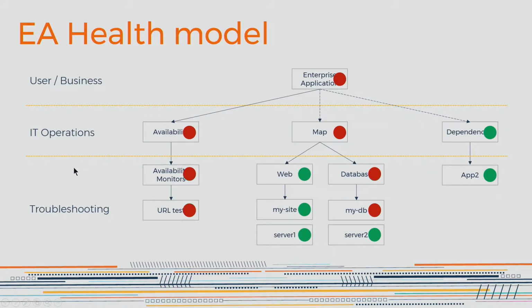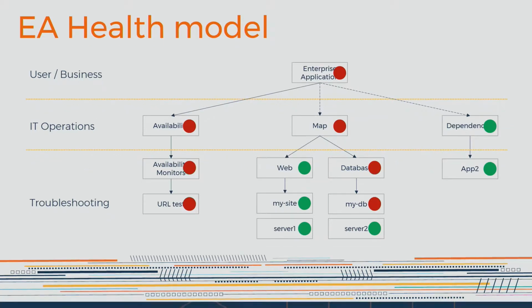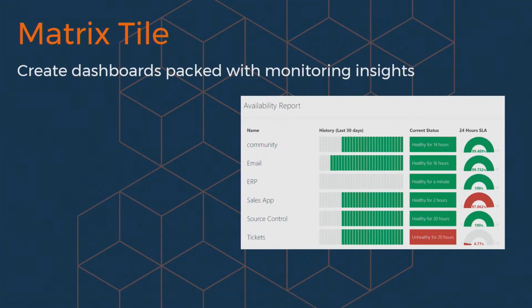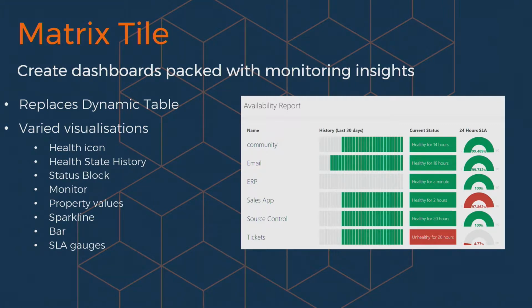Now, that's a lot of talking. Let's get a bit more technical. The way that you can expose a lot of this information is via the matrix tile. And this is where Kevin comes in, because this is his sort of birth child. So the matrix tile allows you to create really cool tiles and dashboards where there's a lot of information displayed together in a grid, effectively. So this replaces the dynamic table tile, for those of you who are familiar with Squared Up v3. And basically it gives you a whole bunch of different visualizations that you can include.